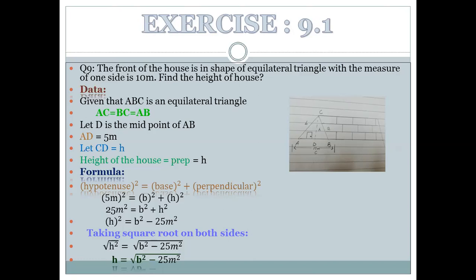When we calculate it, h square is equal to b square minus 25 meter square, and after taking the square root, h is equal to root of b square minus 25 meter square. Again, I am repeating that when you are putting the value in the formula, by mistake I write here hypotenuse 5. Hypotenuse is b and the base is 5. So you will interchange the values of b square and 25. Here we finish this exercise 9.1, and now we come to Hero's formula.